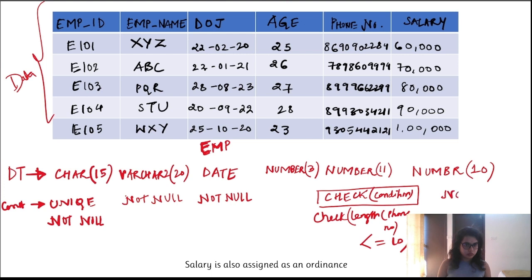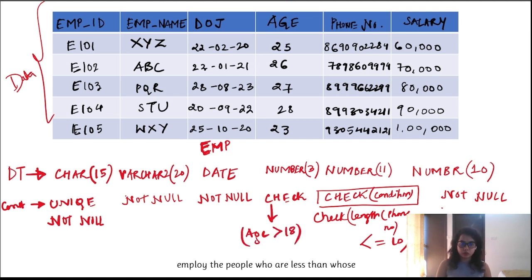Salary I'll also assign as not null. Giving a unique constraint here doesn't make any sense, right? Because two people can have the same salary, more than one person can have the same salary. But here also I can give a check if I want. Right now I'm not giving it, and here also I can give a check for age, that the employee age should be greater than 18. I'm not going to employ people whose age is less than 18.